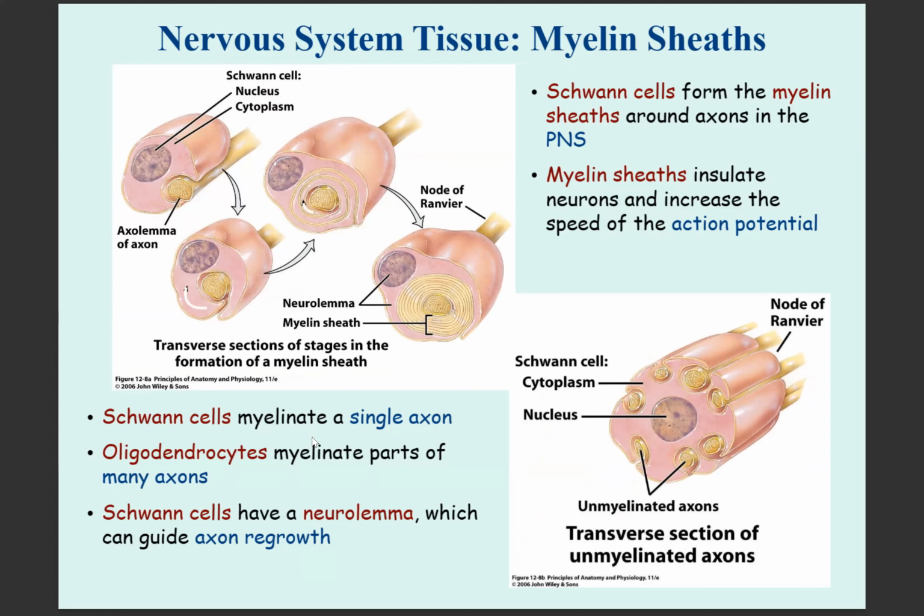What we have to note, as I said, is that Schwann cells myelinate a single axon, whilst oligodendrocytes myelinate a lot of axons. And these myelin sheaths, so this is an axon, this is a Schwann cell, which is either produced by oligodendrocytes or the Schwann cells. So these are the myelin sheaths, and then we can see one myelin to the other.